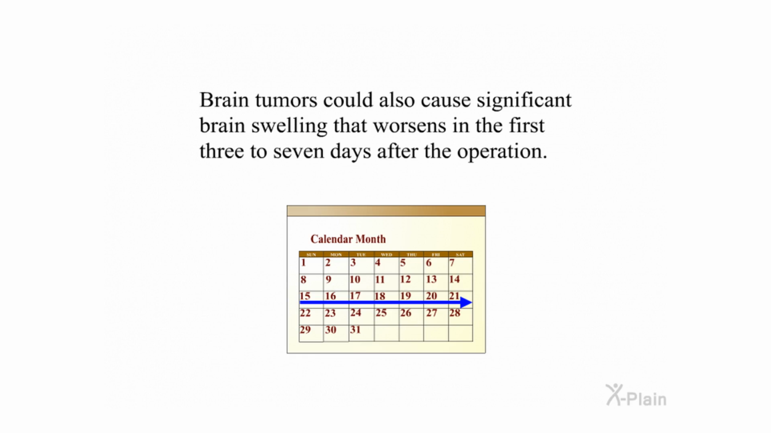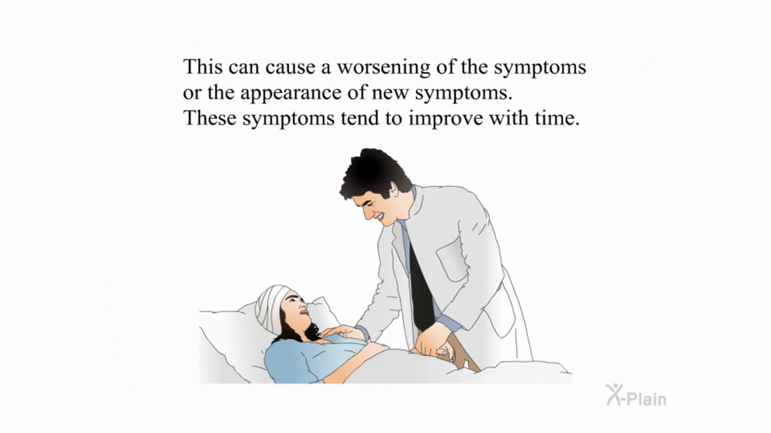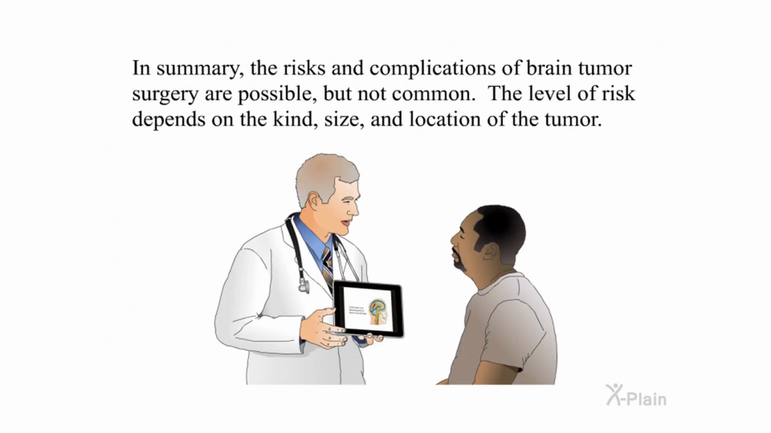Brain tumors could also cause significant brain swelling that worsens in the first 3 to 7 days after the operation. This can cause a worsening of the symptoms or the appearance of new symptoms. These symptoms tend to improve with time. In summary, the risks and complications of brain tumor surgery are possible but not common. The level of risk depends on the kind, size, and location of the tumor.